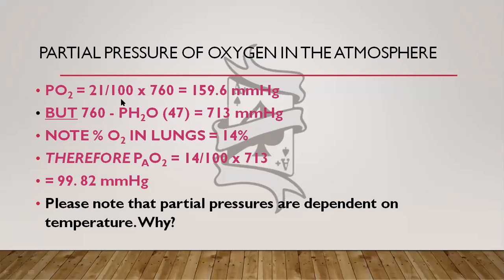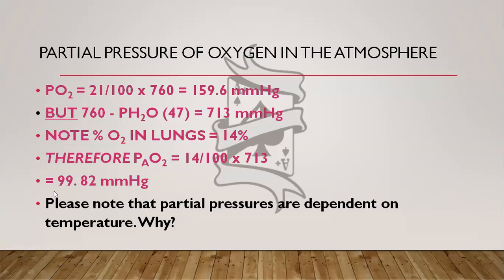But as scientists, we know that water exists and oxygen does not exist on its own. Oxygen is going to interact with water, right? And when we calculate partial pressure, it is measured for dry air. So we now are going to have to subtract the partial pressure that water holds, and then we get this value of 713.